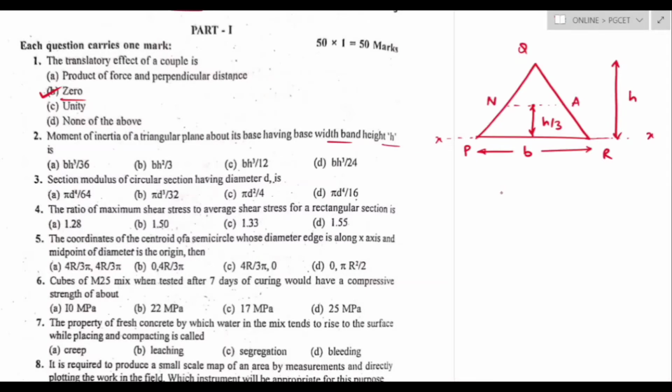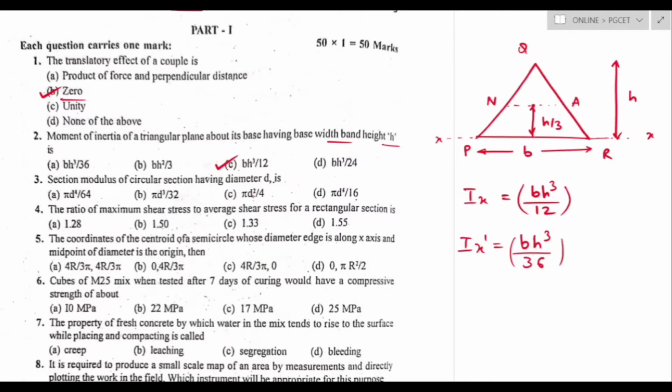Neutral axis. The moment of inertia of a triangular section at its base is given by b h cube by 12, and the moment of inertia acting at its neutral axis or centroid is given by b h cube by 36. So option C will be the right answer.